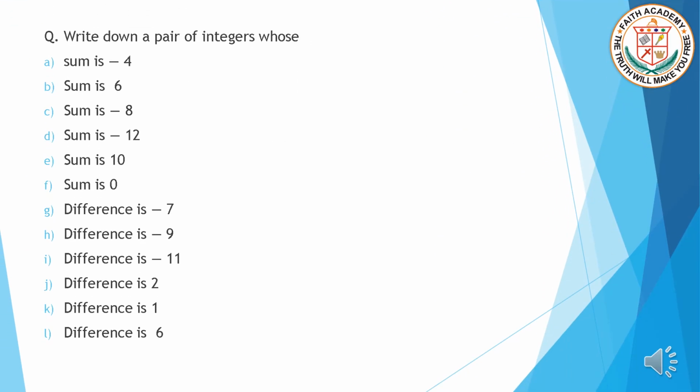Here are some more questions for you to try. These are similar to the ones that we had done above and an example also. So I hope you are able to solve these. The first question is sum is -4. So you have to find out two integers. When you add them, you should get -4.